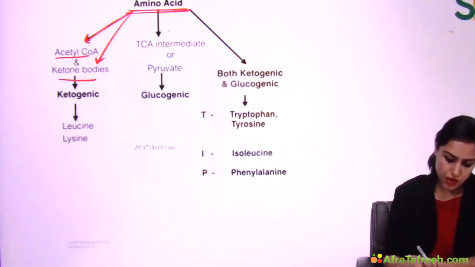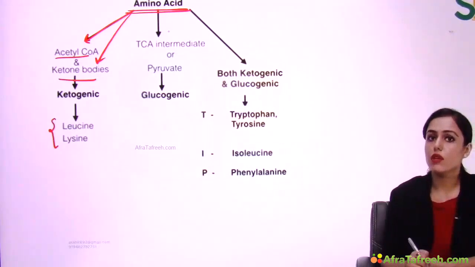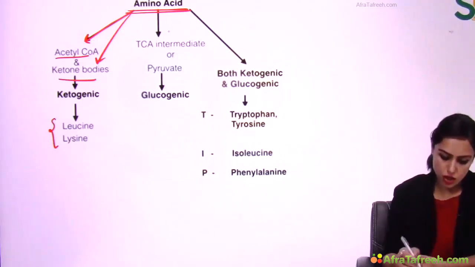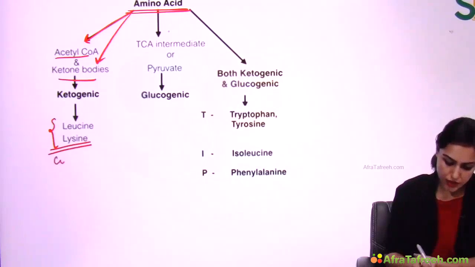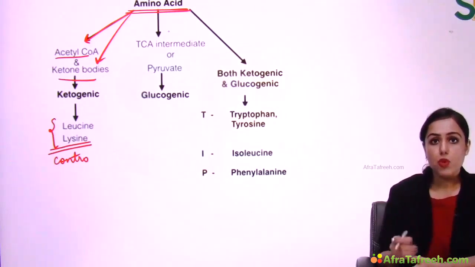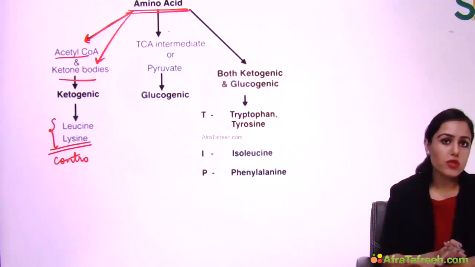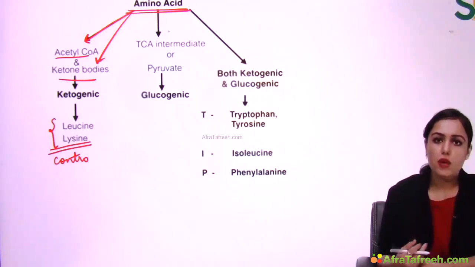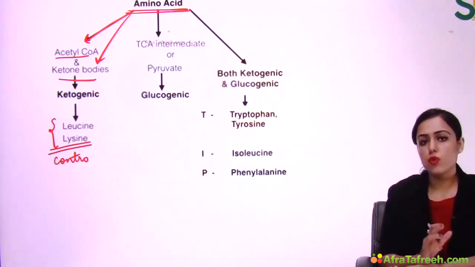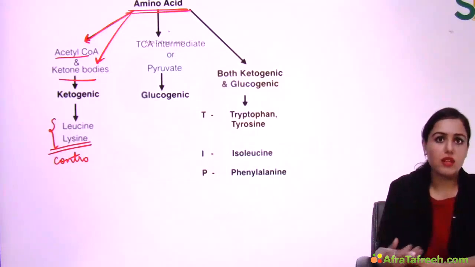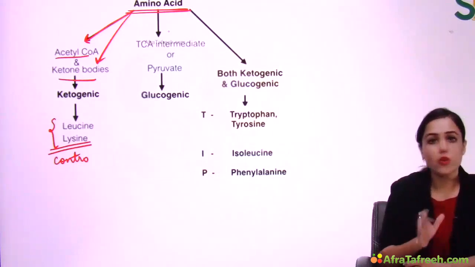Now see the examples. We have only two ketogenic amino acids, both starting from L. So very easy to learn. Leucine and lysine both are ketogenic. But see, lysine is in controversy. You just need to know it is in controversy. Rest you can solve the questions. Don't keep wasting time on the controversy, because whenever a question on some controversy is asked, the question is framed in such a way that the examiner also knows it is a controversy.